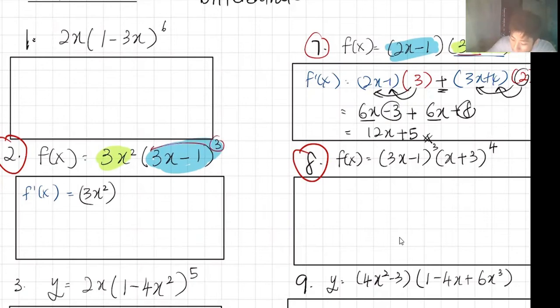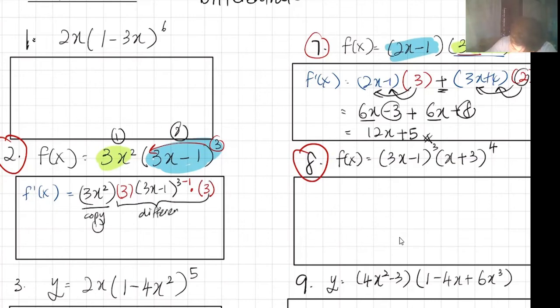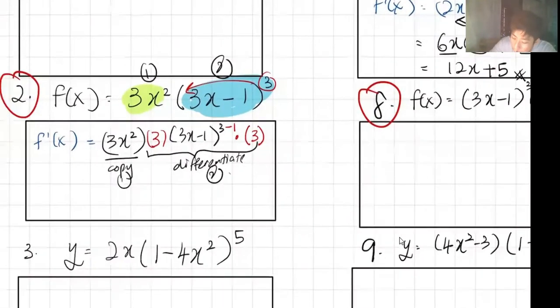So I bring the power of 3 downwards, 3. Then I copy everything backwards. Remember, copy everything backwards, from the previous video. Then I minus the power by 1. Then I still have to times with the differentiation of what is inside this bracket. What is inside this bracket is 3x minus 1, so when I differentiate inside, I get 3. So what I've done now is copy 1, I label it as 1 and 2, copy 1, then differentiate 2. Then that's not the end. I've got to plus.